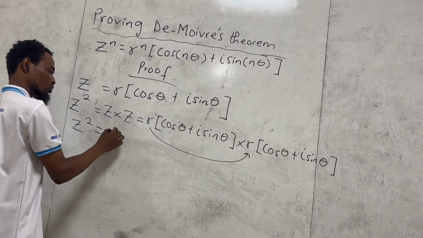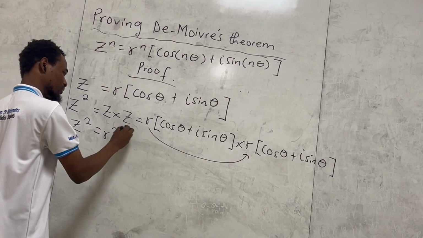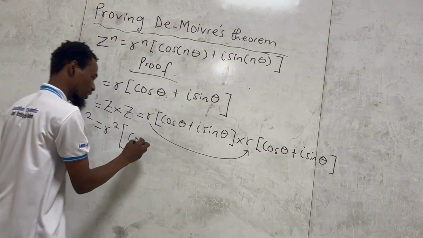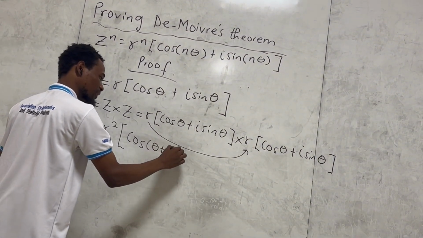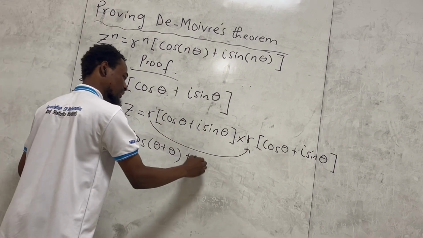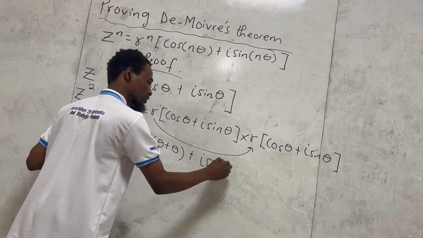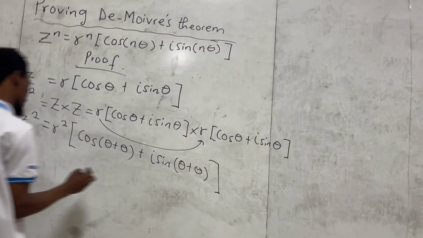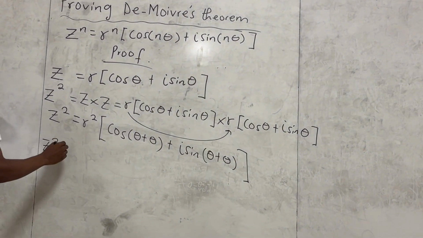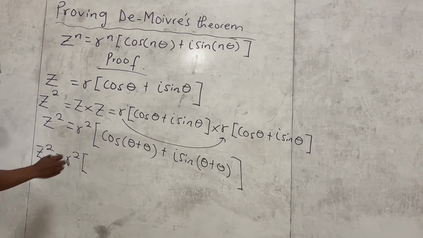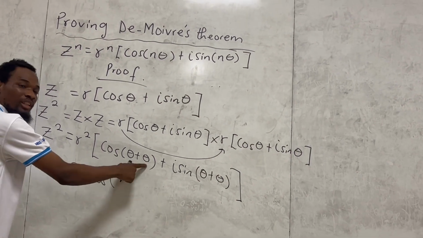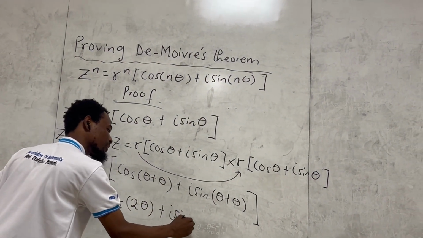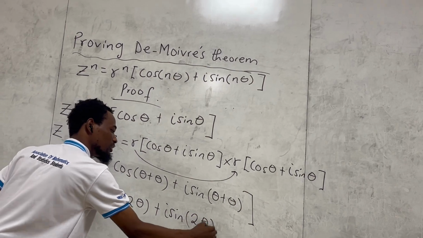Then we have cos of theta plus theta, plus i sine of theta plus theta. So we have z squared, which is equal to r squared, cos of theta plus theta, which is 2 theta, plus i sine 2 theta.